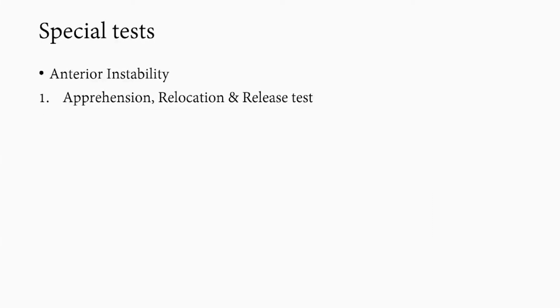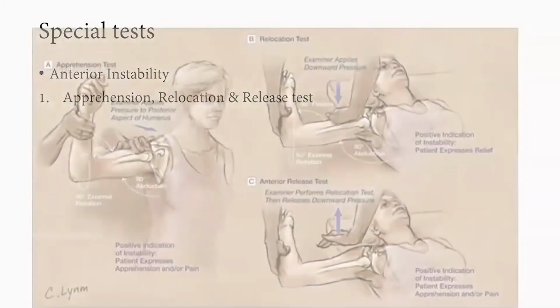Then we proceed to special tests, starting with anterior instability testing. We'll start with anterior instability. The most commonly performed test is the apprehension, relocation, and release test.